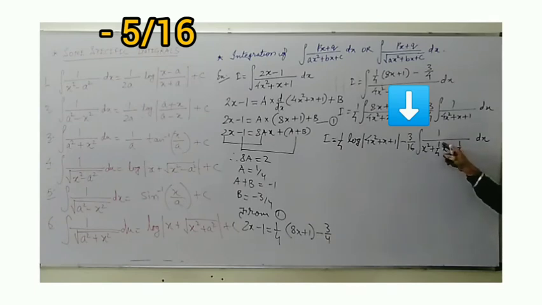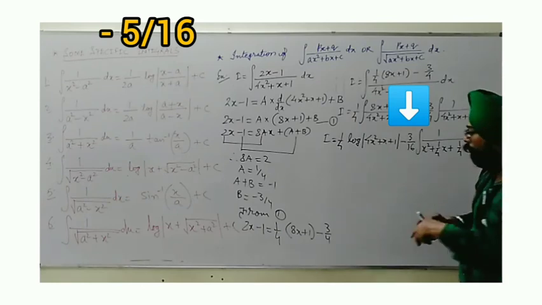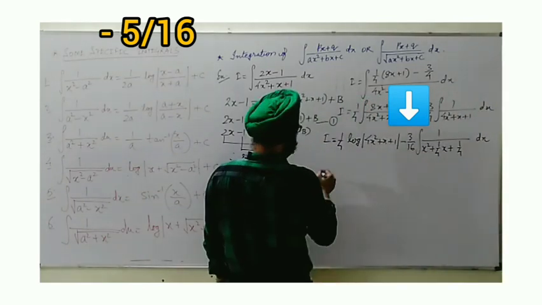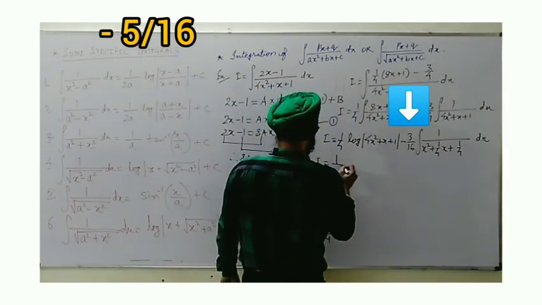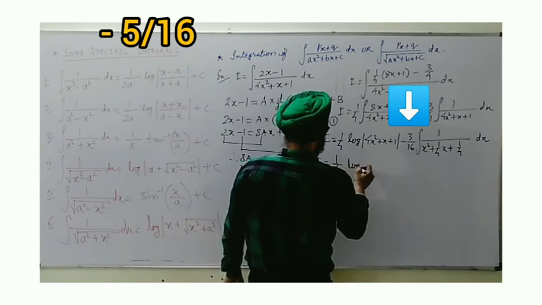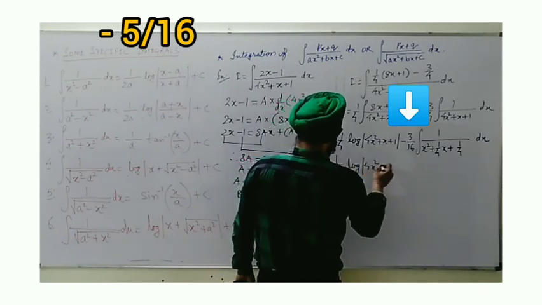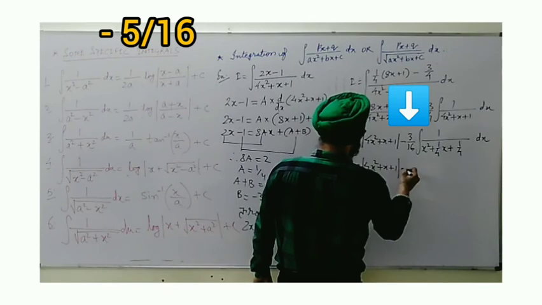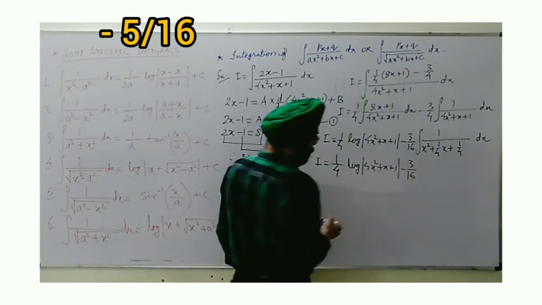In completing the square, finding the value of b is the important part, I consider. I will tell you how to do this directly also. 1 by 4 divided by 2 is 1 by 8, meaning the value of b is 1 by 8. We get 1 by 4 log of 4x square plus x plus 1 minus 3 by 16.